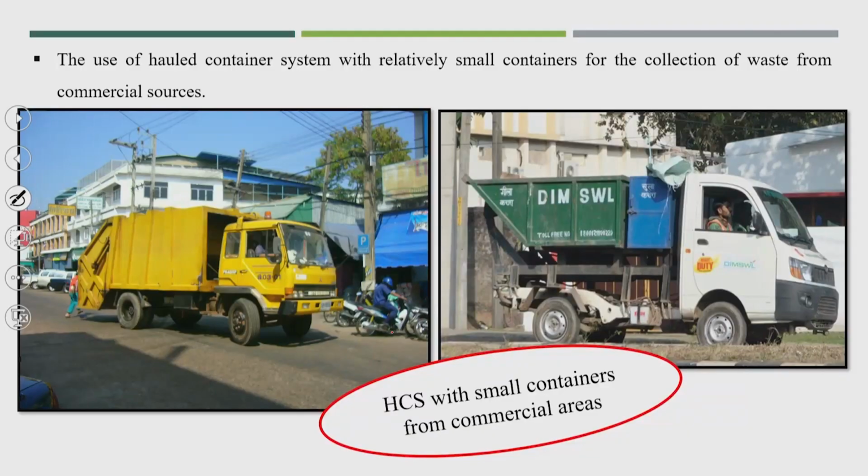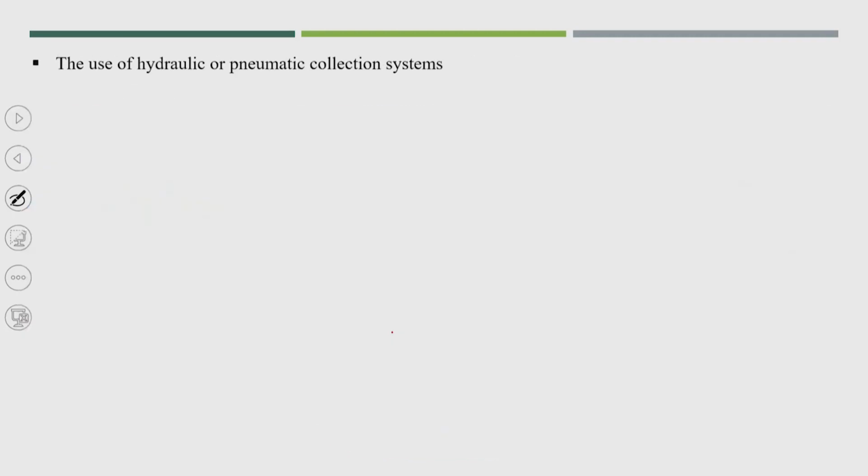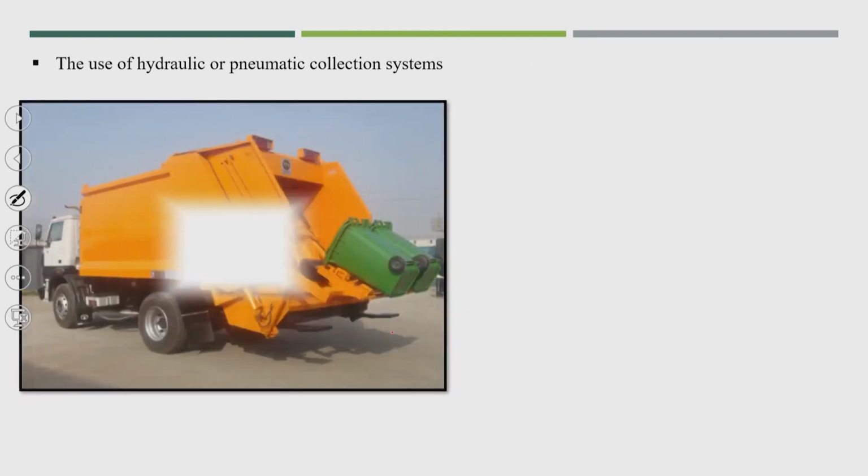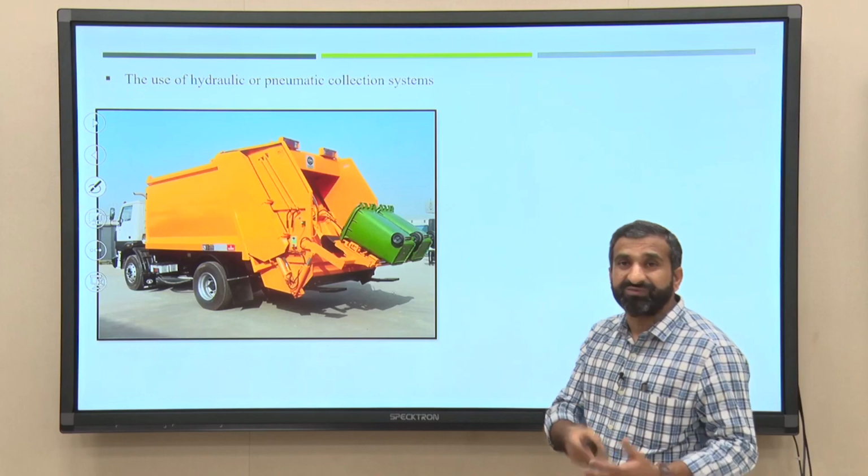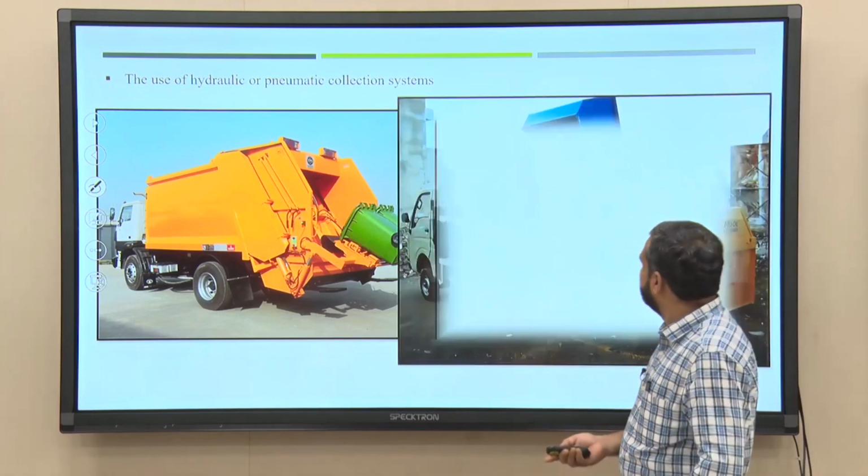So, a haul container system with smaller containers from the commercial areas. It is also possible to use hydraulic and pneumatic collection systems, if the vehicle sizes are smaller, so we can use the pneumatic system and hydraulic system. So, a very small number of crew members will be required.